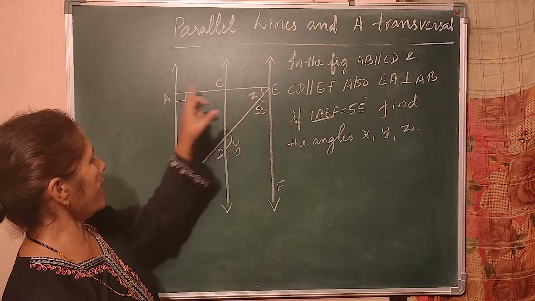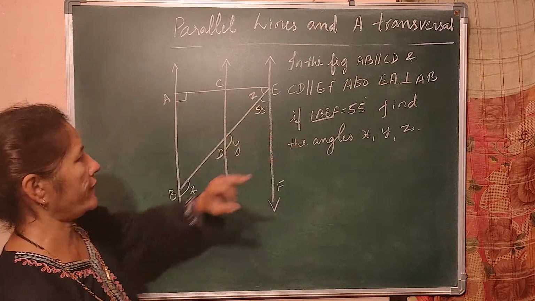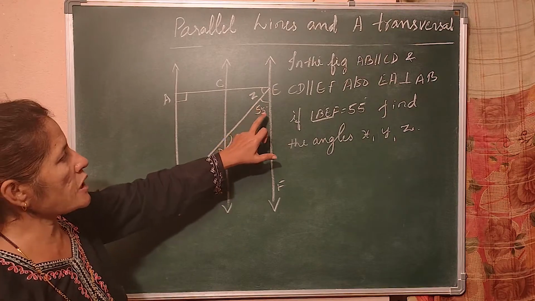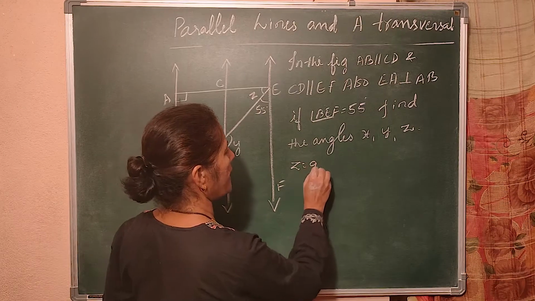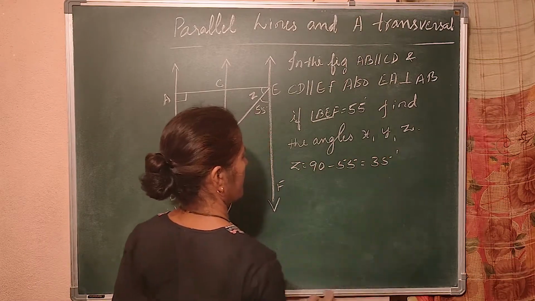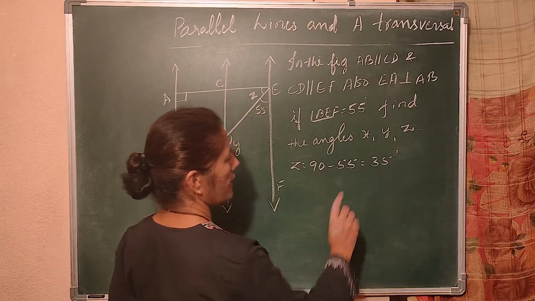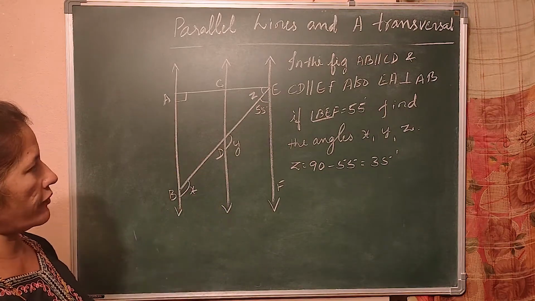When angle EAB is equal to 90, this is also 90, correct? So this is 55, so how much is this? Z is equal to 90 minus 55, so 35, right? 90 minus 55: 10 minus 5, 8 minus 5, 35. So angle Z we found out is 35.